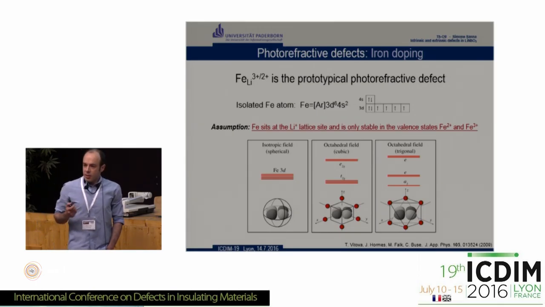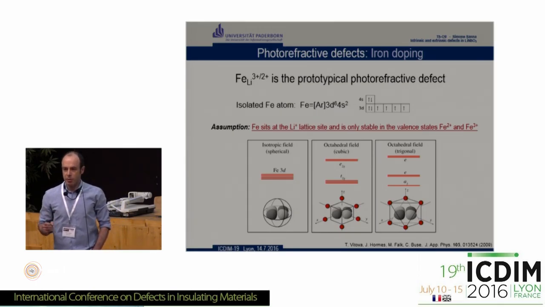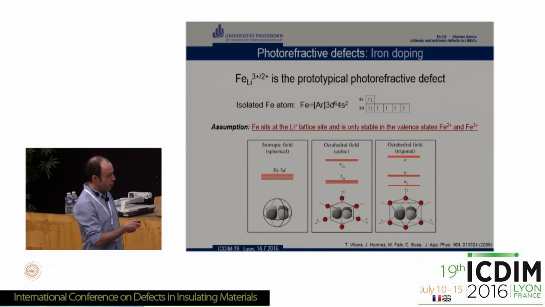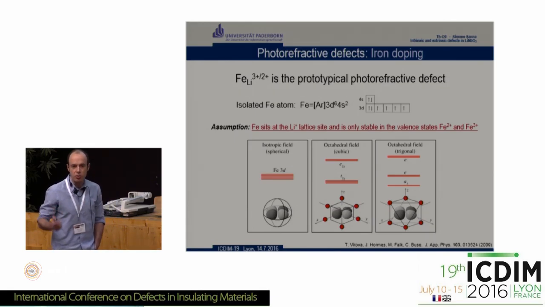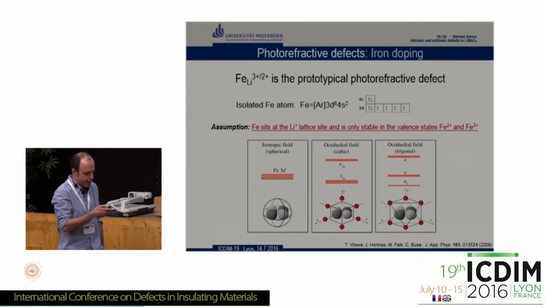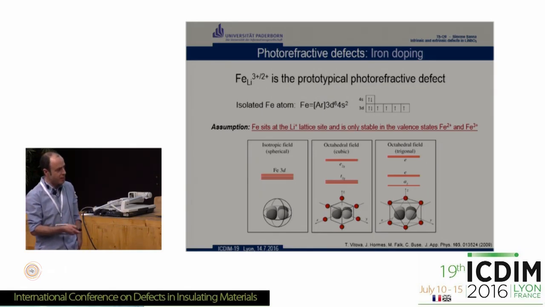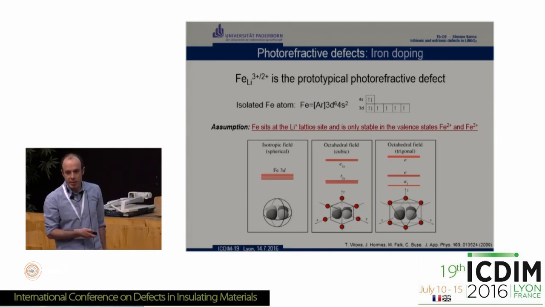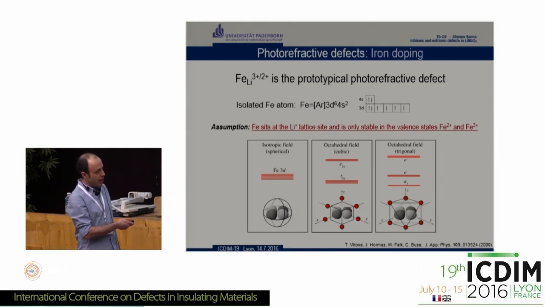In isolated form, we have 6d electrons and 2s electrons, and I assume that it is only stable at the lithium site in the charge states plus 2 and plus 3. If you want to know in principle what to expect when you calculate the band structure, it is sufficient to use the crystal field theory, which was proposed by Hans Bethe to verify color centers in some semiconductors. And it is quite easy. It tells you that the d orbitals, which are degenerate in a spherical field, are five in number.